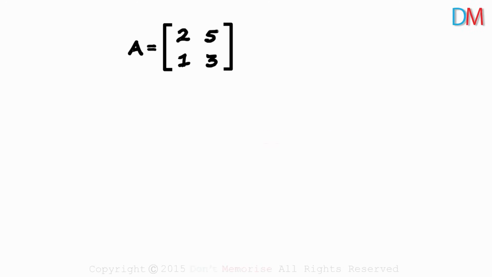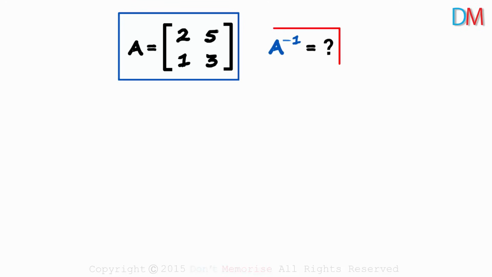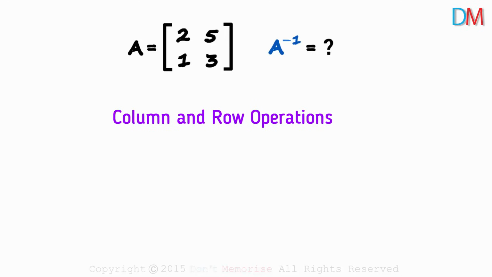Given a 2 by 2 matrix A, do you remember how we found its inverse? Given A, how did we find A inverse? We had used column and row operations. Yes, elementary operations. Do you remember how we'd solved it?